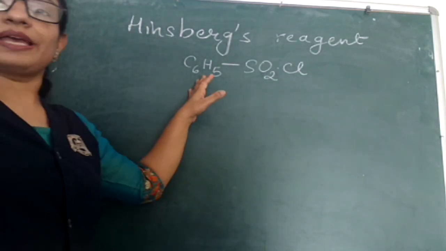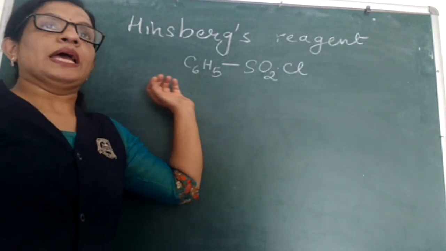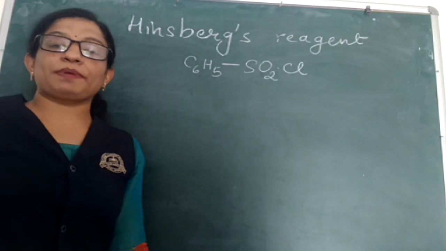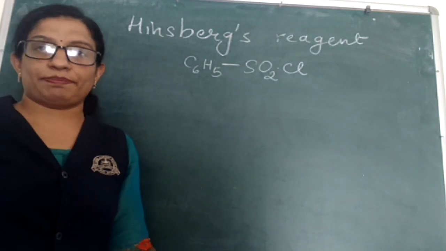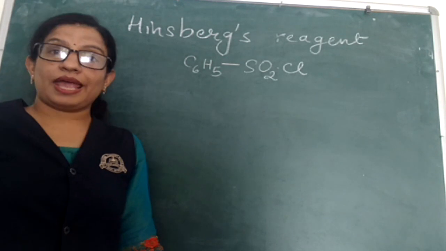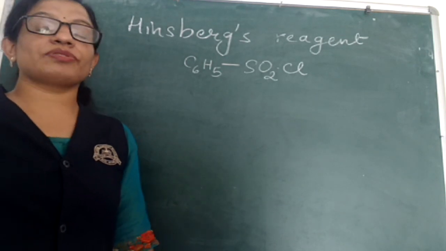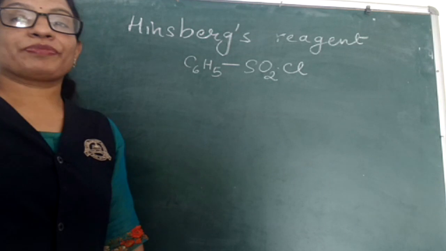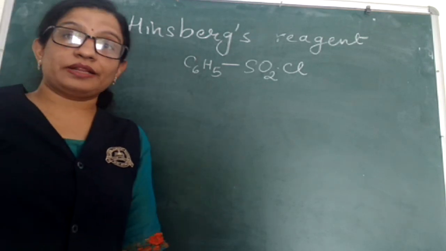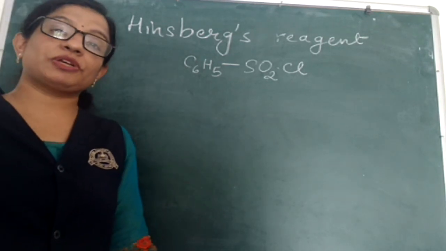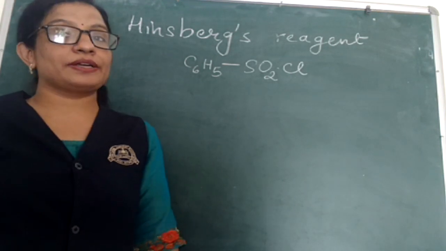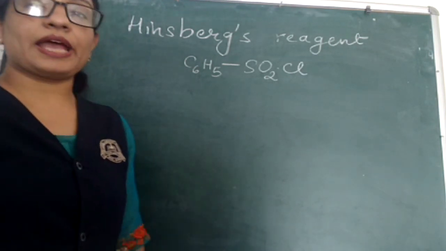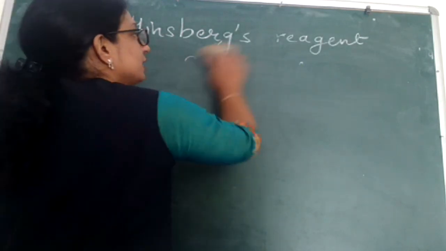This is Hinsberg's reagent. Here with Hinsberg's reagent, primary, secondary, and tertiary, all three types of amines react in a different manner. And the reaction given by all three types of amines again can be used as a test. Here the test can be used to distinguish between all three types of amines, that is primary, secondary and tertiary. Let's look at how this reaction takes place.